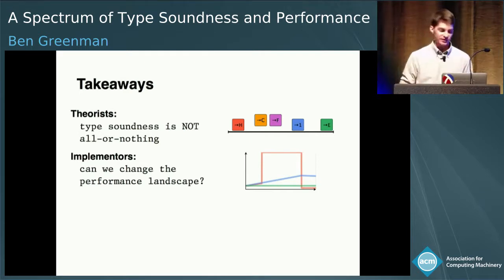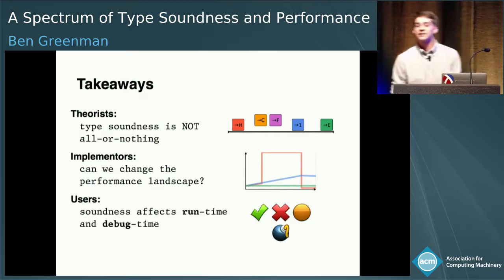And finally, if you're a language user, take note that there are at least 3 ways of running a gradual program, and these ways are going to affect how fast your programs run and how long it's going to take you to debug a program if you have some violation of the types.